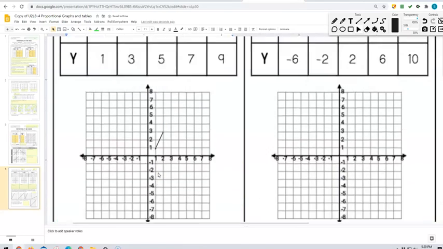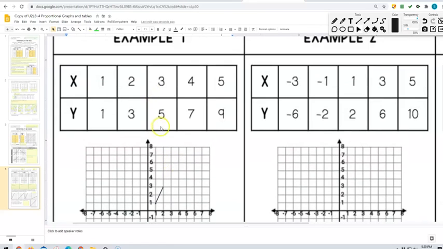Now we could grab more graphs, but every time we go to the right 1, we go up 2. So it looks like this line: over 1, up 2, over 1, up 2, and it continues. So it's a line. The problem is that it doesn't go through the origin.